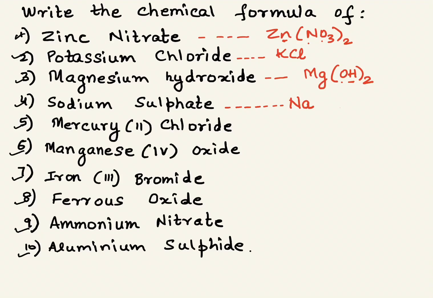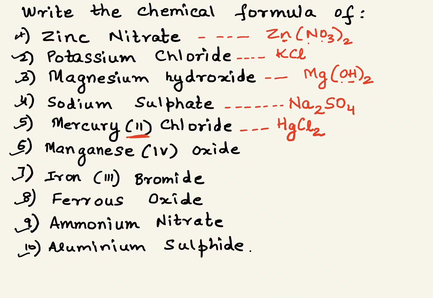So sodium sulfate, it's N capital, A small, 2, sulfate, S capital, O capital, 4, Na2SO4. Mercury 2 chloride means mercury with a valency of 2. So H capital, G small, C capital, L small, 2.